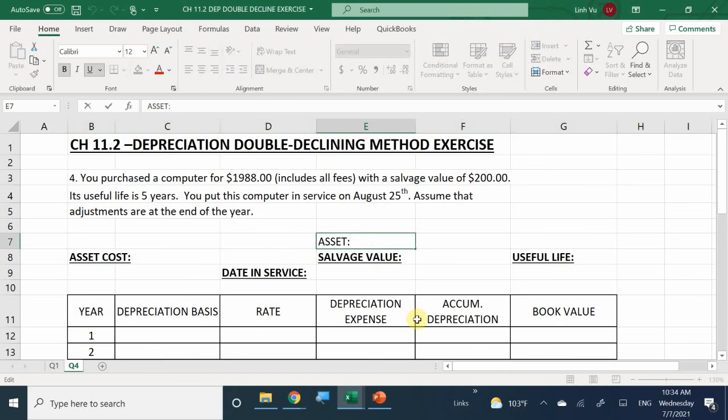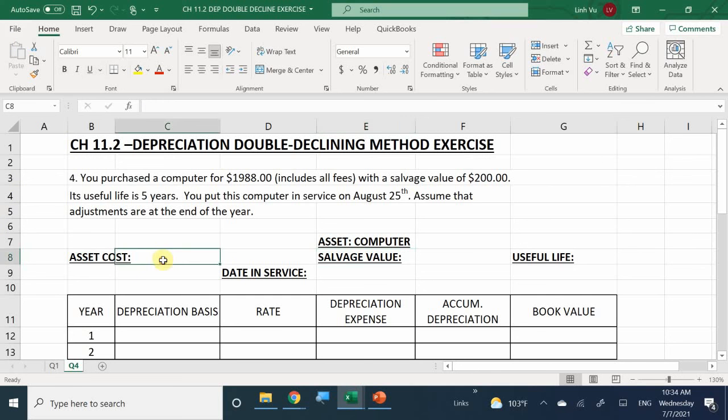So what did I purchase? I purchased a computer. How much was the computer worth? 1988. Okay. What's my salvage value? 200. Okay. What is going to be the estimated useful life?